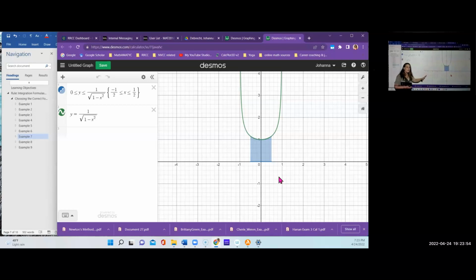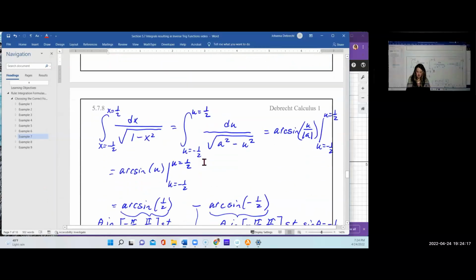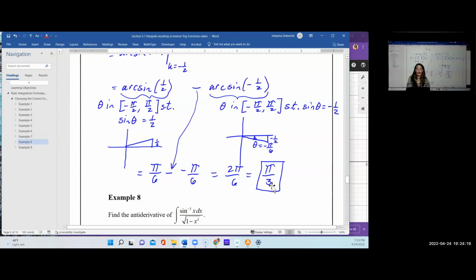And then I've shaded the region between x equal negative 1/2 and x equal positive 1/2, which is this blue shaded region right here. If you look at the blue shaded region and estimate its value, you can tell that it is close to, but probably a little bit less than 1 square unit, which perfectly corresponds to the value that we found for the area under the curve, which we found to be pi divided by 3.